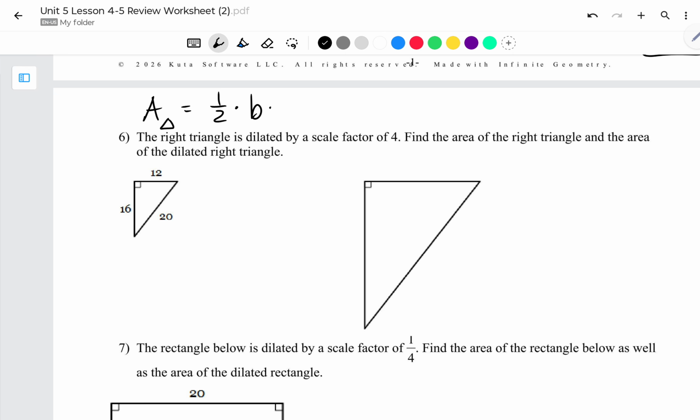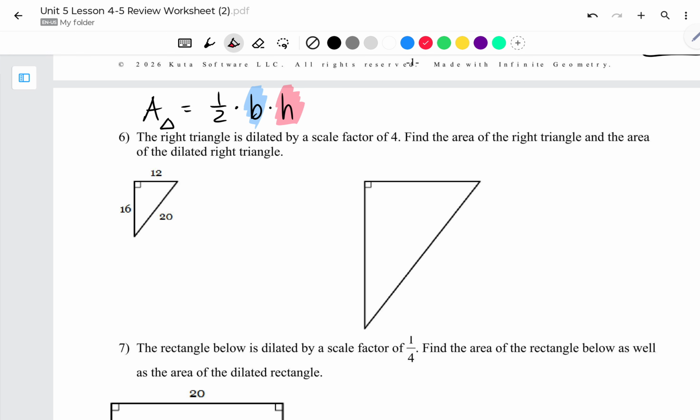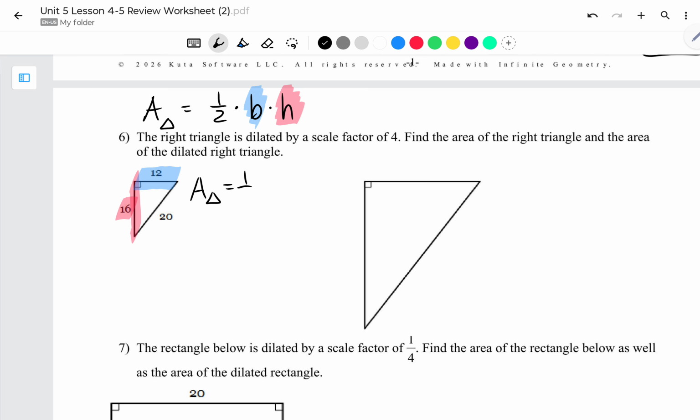1/2 times base times height. Okay, 1/2 times base times height. When we look at our triangle, so we would have to find the area of both of these, right? This is the height, and this is the base. Okay, the hypotenuse 20. That's not gonna be used in the area formula.